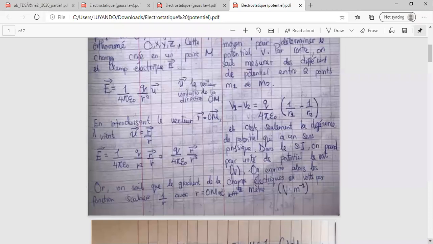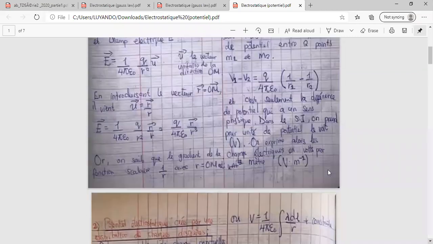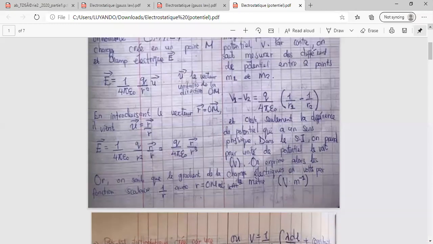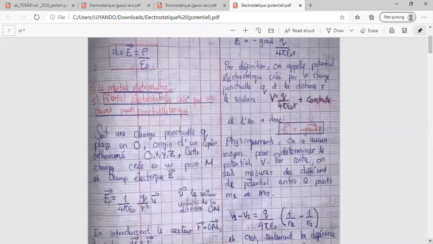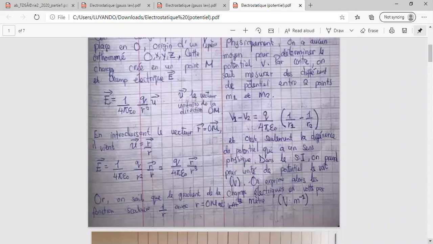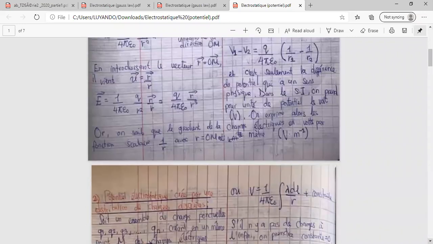And then potential is measured in volts. So our electric field is going to be measured in volt per meter, which are the SI units for the field. So yeah, we move on. Are there any other questions?